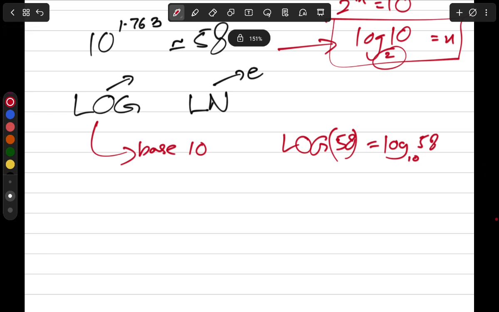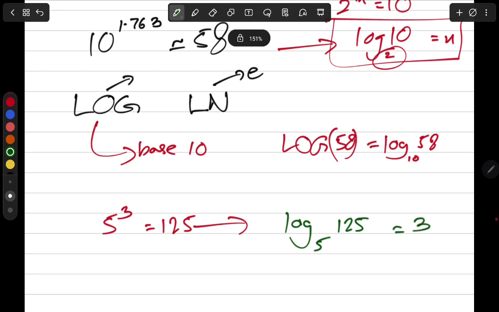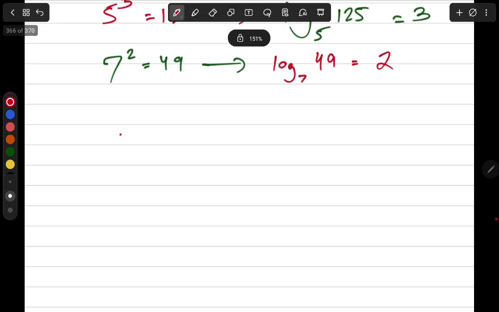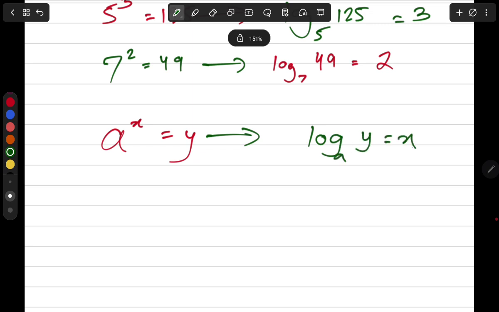Now what if you have a base a? Because math isn't limited to base 10. Exactly the same idea works for every base. So if I write down 5 to the power 3 is equal to 125, I can rewrite it as log of 125 base 5 is equal to 3. If I write down 7 squared is equal to 49, you can rewrite it as log of 49 base 7 is equal to 2, my bad. Similarly, the generic form: if I write down a to the power x is equal to y, I can rewrite this as log y base a is equal to x.